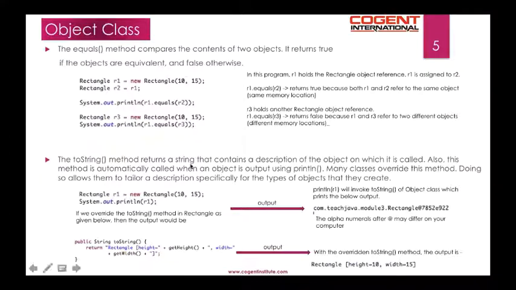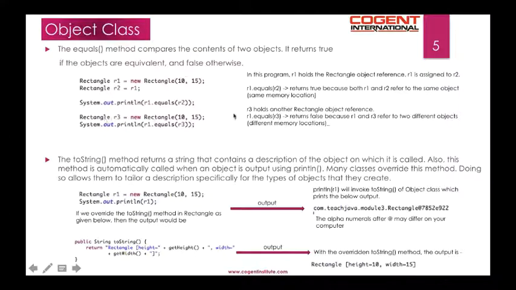When we invoke the equals method on r1 by passing in r2, it returns true because both r1 and r2 refer to the same object. Next, we create another instance of Rectangle using the parameterized constructor, passing in the length and breadth argument values, which are the same as the first one we created. That is assigned to a reference variable r3 of type Rectangle.